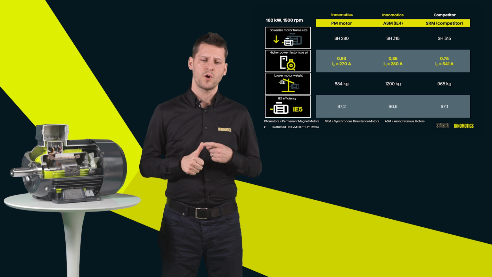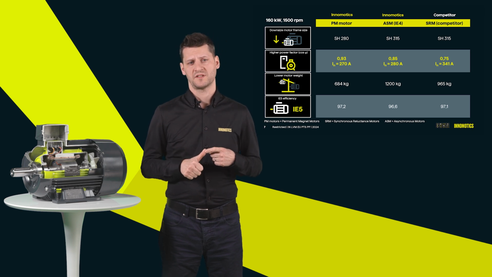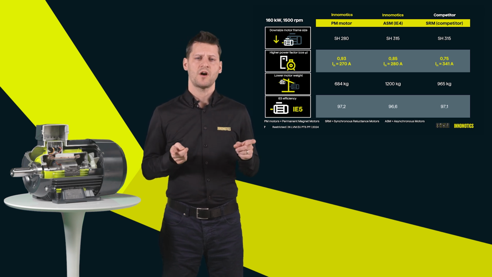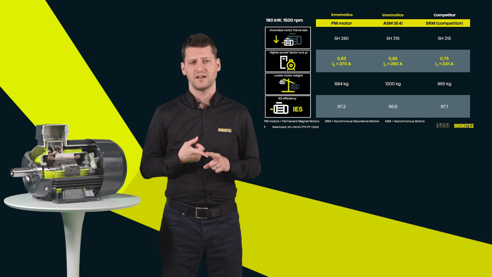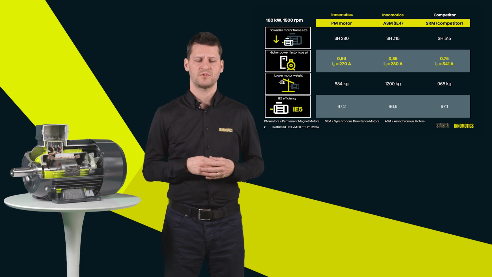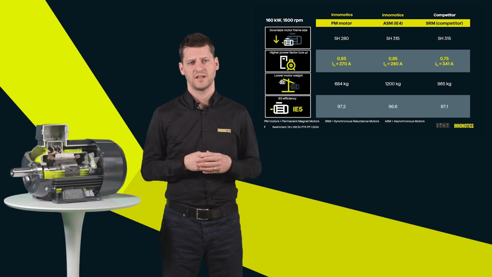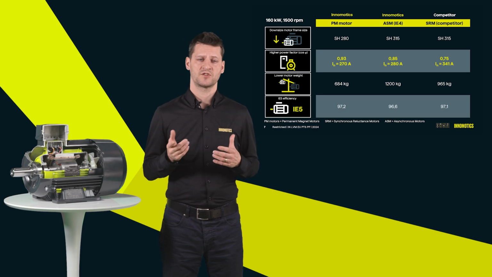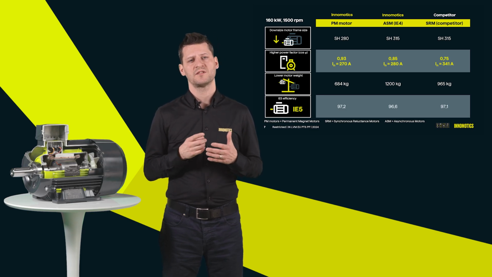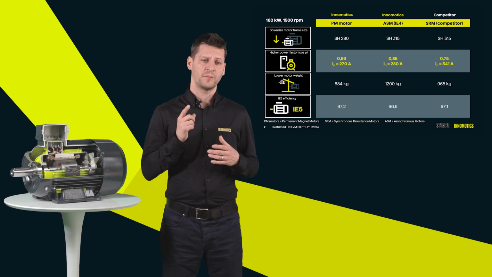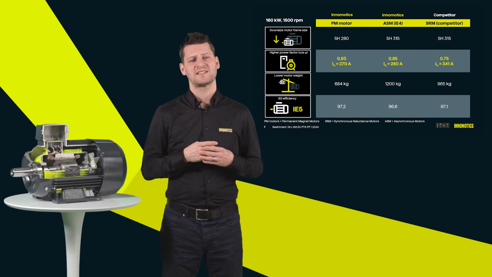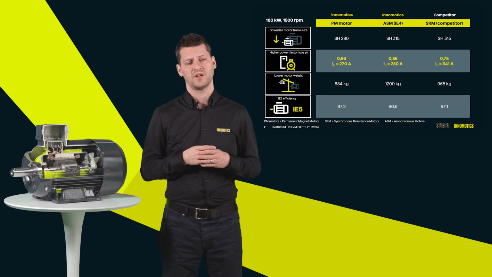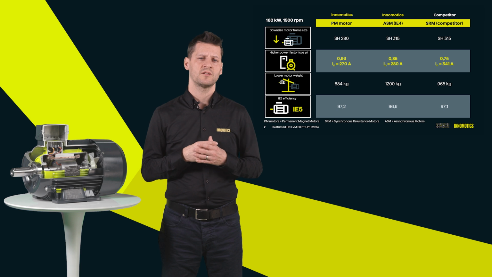What is also very important is the weight comparison. If you have a look at the asynchronous motor in IE4, it's 1,200 kilograms of weight. If you go to a synchronous reluctance motor, it's 965 kilograms, which is very good. But if you have a look at the permanent magnet motor, it's 684 kilograms, which means 43% less compared to the asynchronous motor in the same power.